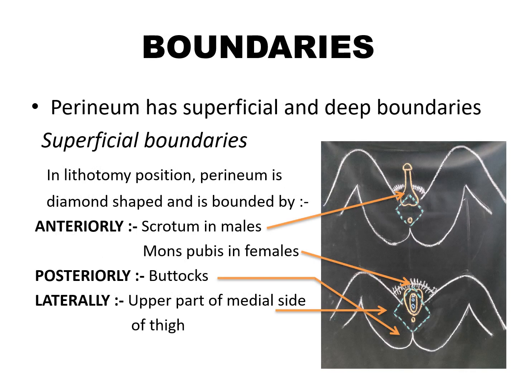The perineum has superficial and deep boundaries. The superficial boundaries of the perineum correspond to the surface features of the perineum. In lithotomy position, the perineum is diamond shaped and is bounded anteriorly by the scrotum in males. In females, it is bounded anteriorly by the mons pubis. Posteriorly, it is bounded by the buttocks. Laterally, it is bounded by the upper part of the medial side of the thigh.